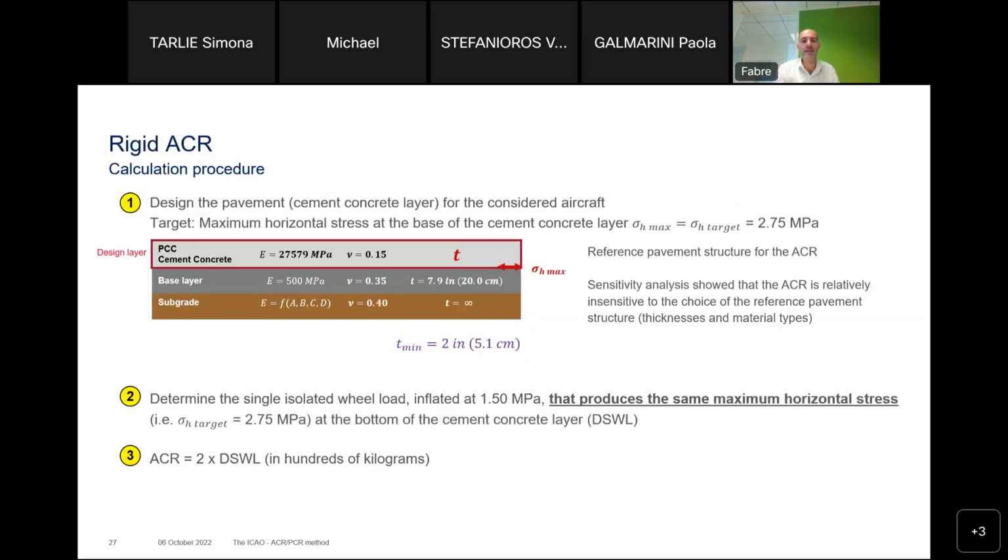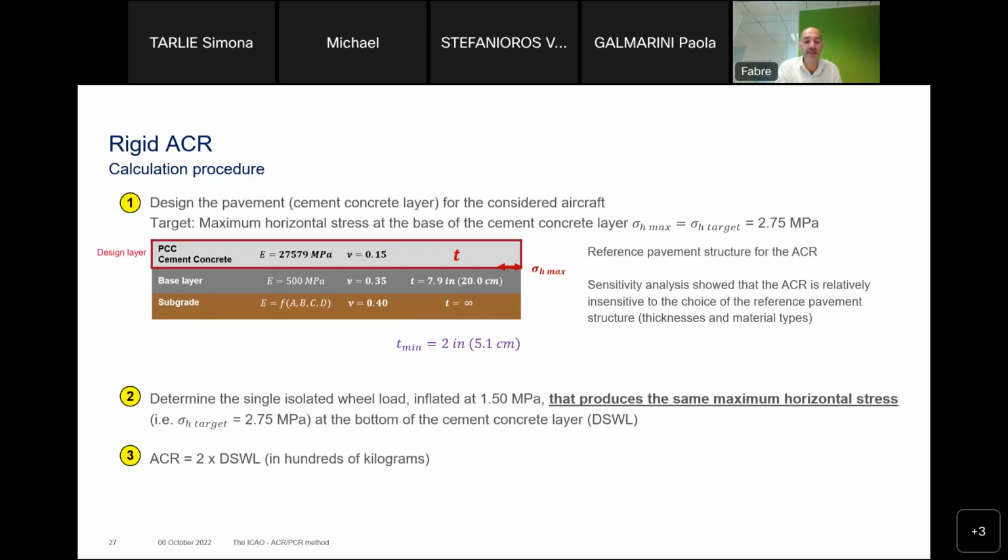So now the ACR procedures for rigid pavement. As you may know, we have a different mechanical behavior and a different design criterion, which for rigid pavement is the horizontal stress at the bottom of the slab. And as for the flexible pavement, we have defined a reference structure, which is composed of a 20 centimeter thick base course with a fixed E-modulus. And the design layer in that case is a concrete slab surface with a fixed E-modulus and a working stress equal to 2.75 megapascal.